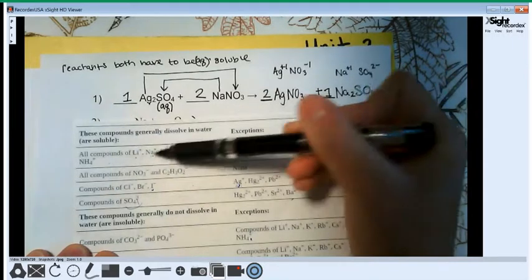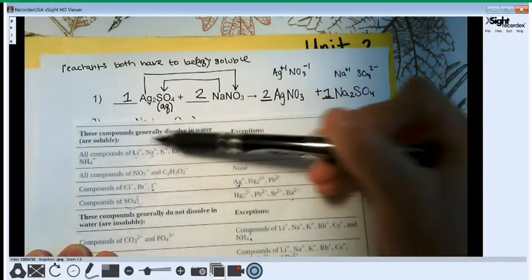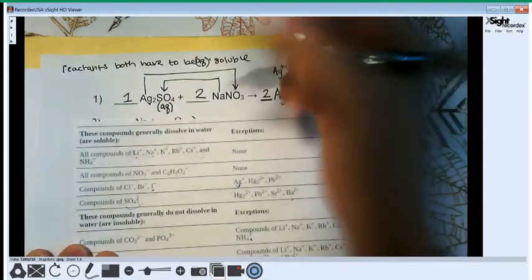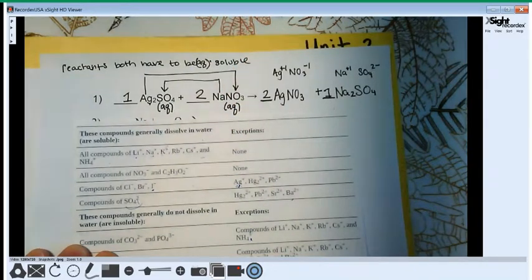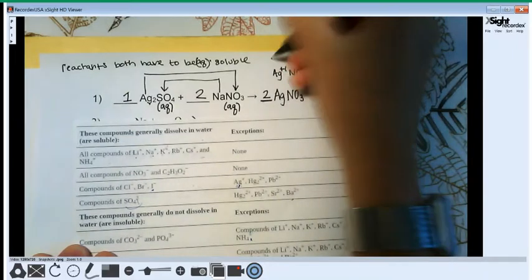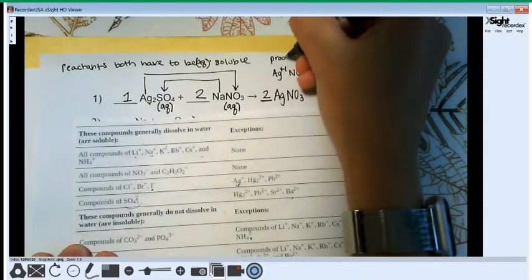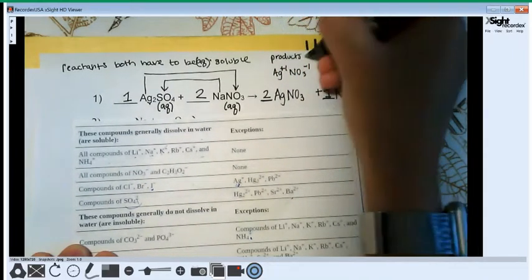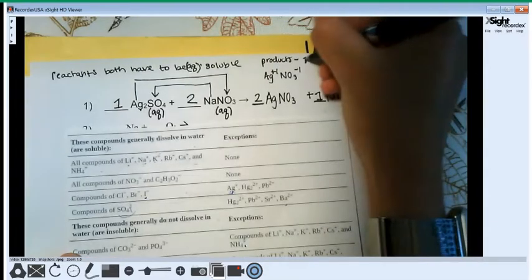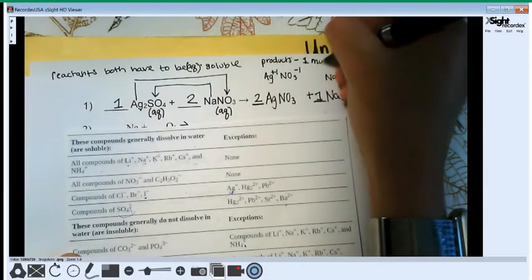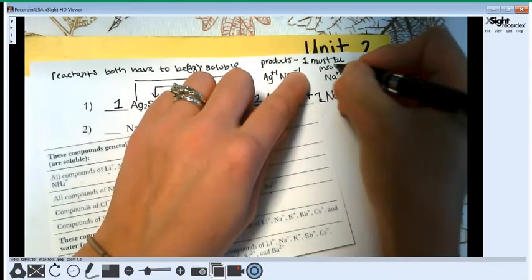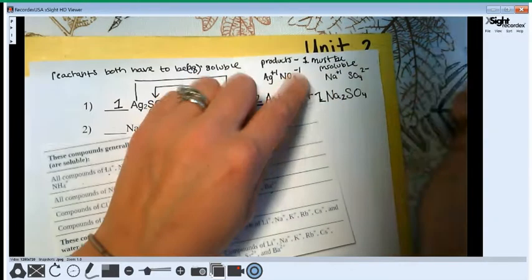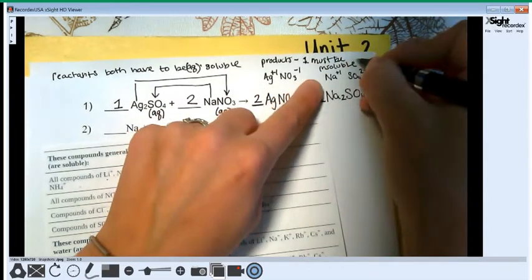So I'm looking at my rule. Sodium, right here, first rule, they generally dissolve, no exceptions, so this will also definitely dissolve. Okay, so now I'm moving to my product side. On our product side, either one needs to be insoluble, or one must be water.